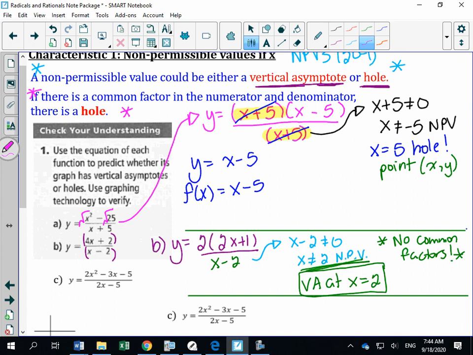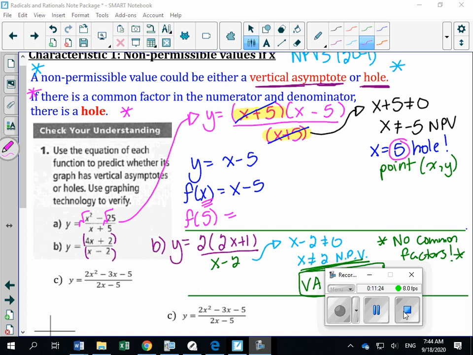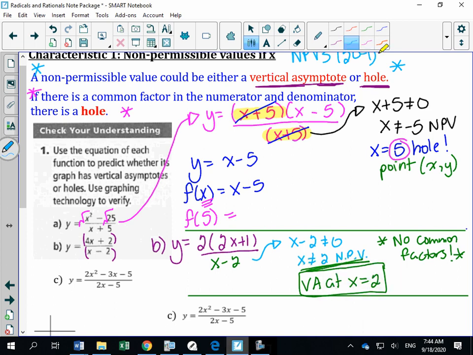And now I need to substitute out x, and I'm going to put in the hole. My hole is at 5. So f of 5 is equal to 5 minus 5. Sorry, I just realized my mistake. My mistake is this should be negative 5, right? There's a hole at negative 5. So I'm just going to write that here. My x value is going to be negative 5 where my hole exists.